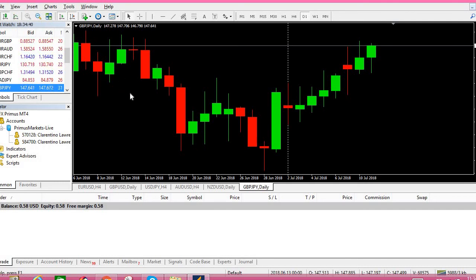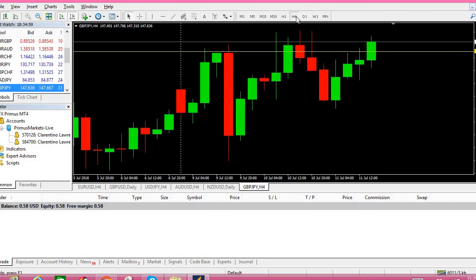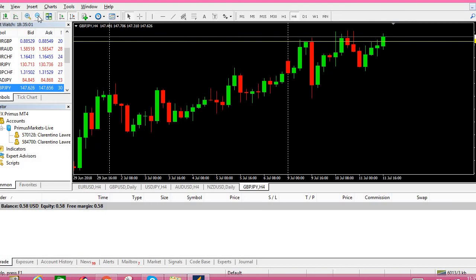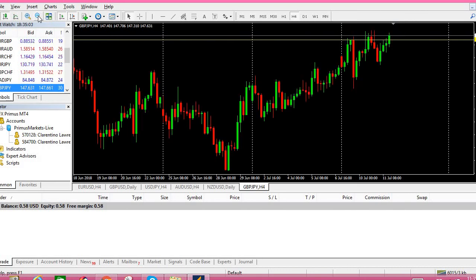So okay, let's have a look. There is a strong selling momentum for the GBP JPY, even on the daily. Of course, I can create some levels, make it more interesting. But I would be interested to look at the 4-hour chart to see if there's an opportunity. What does the 4-hour chart show?